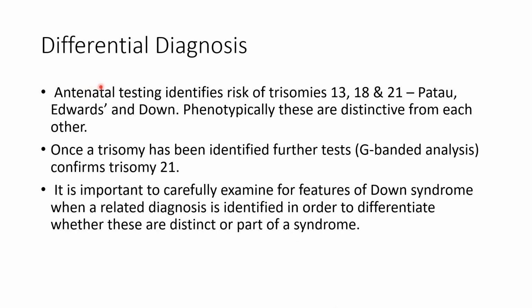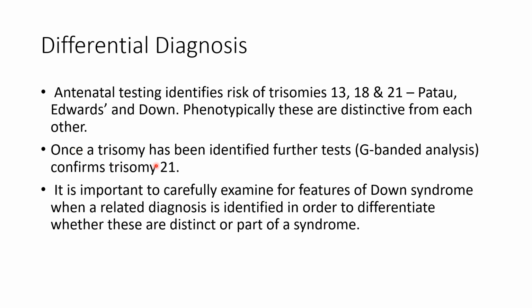Okay, so what about the differential diagnosis? So antenatal testing identifies the risk of trisomies 13, 18, and 21. So this is actually Patau, which is the 13, Edwards the 18, then Down on the 21 respectively. Then phenotypically, these are distinctive from each other.